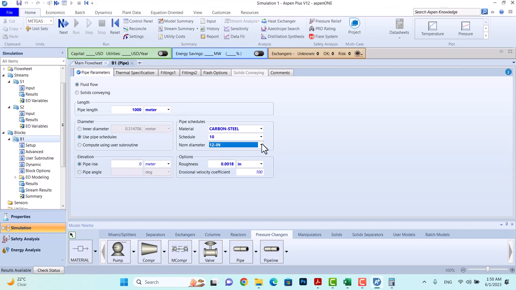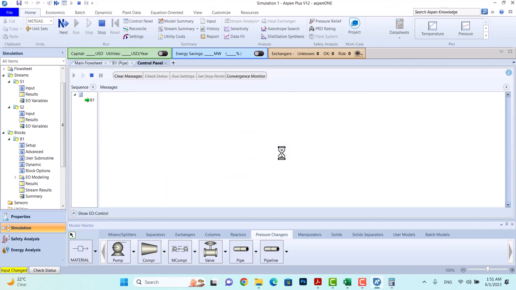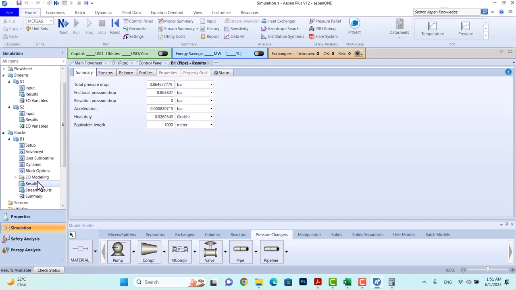To 14. And run it and check the result. Results. You see, the total pressure drop is now 0.86. It is acceptable.